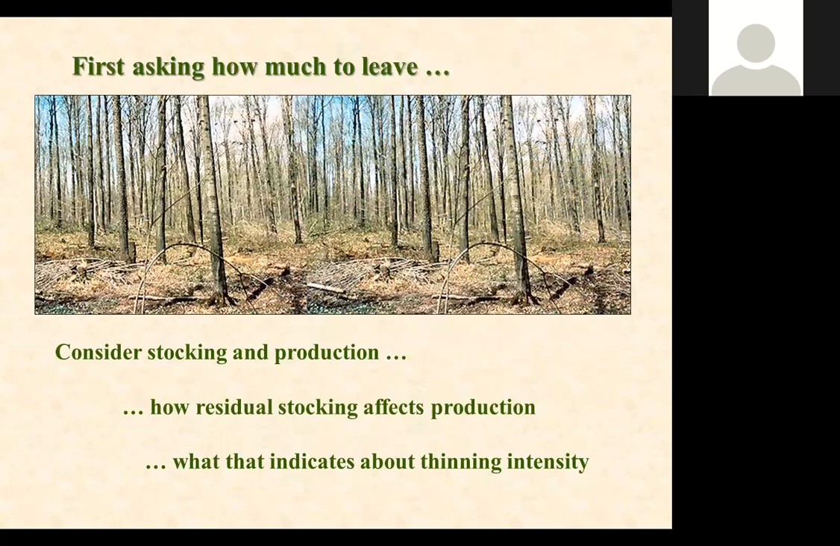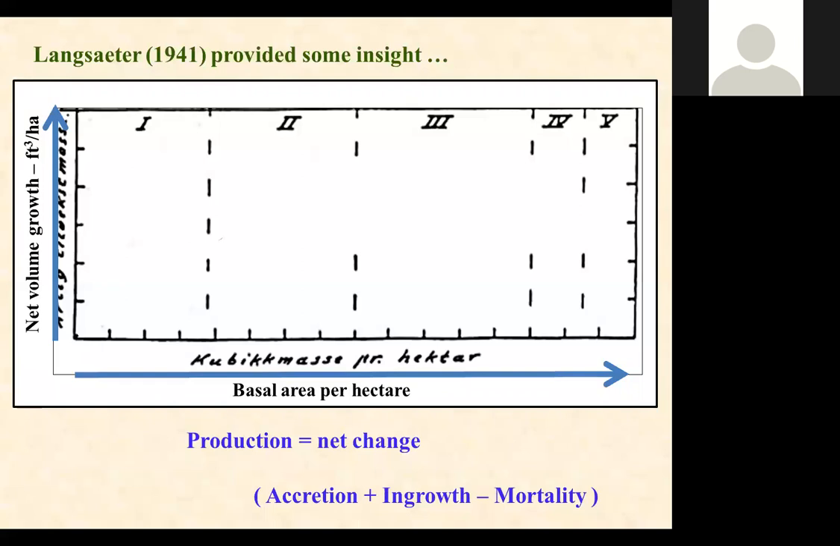So here are the questions we need to ask at the start about stocking and production. How does residual stocking affect production after treatment? And what does that indicate about thinning intensity? The relationships between residual density and production were first elucidated by Langsaeter in Scandinavia in a publication in 1941. And he used this graph to illustrate the hypothesis.